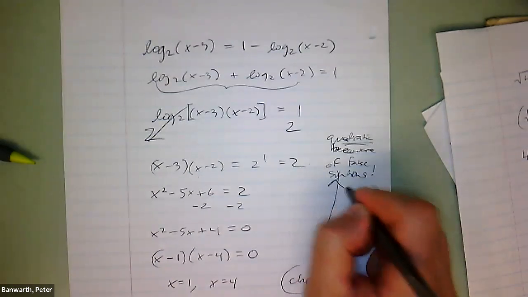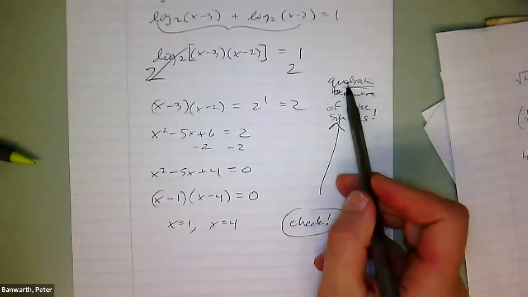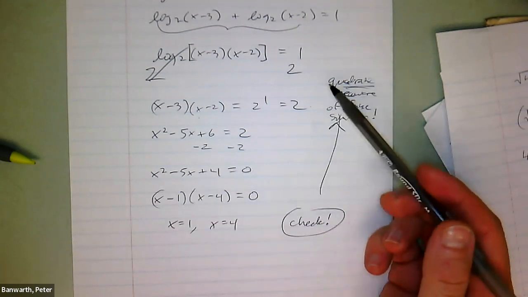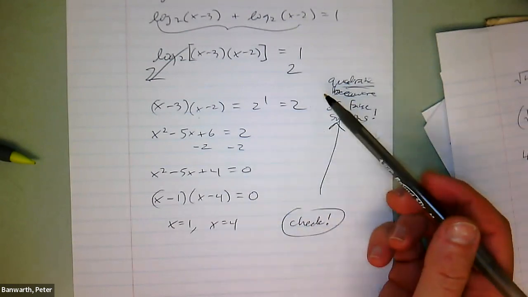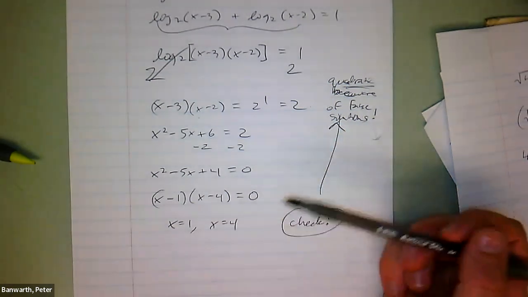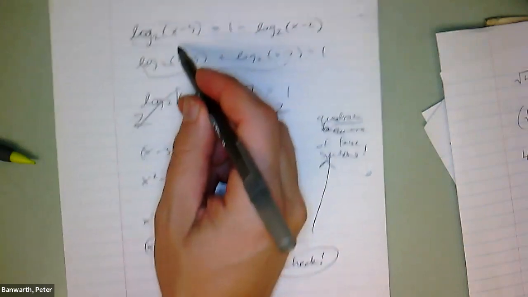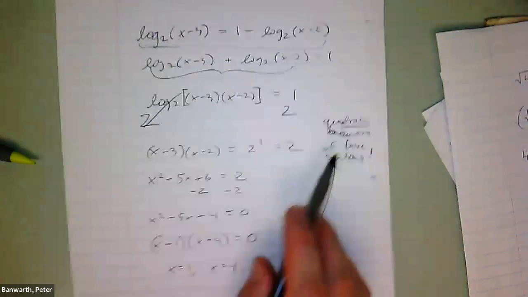But we have to check because we are wary of false solutions. Whenever you have a quadratic and you're squaring things, you turn things from negative to positive. And remember, turning things from negative to positive is risky when you're working with radicals and when you're working with logs. So to check, we just plug it back into our original.